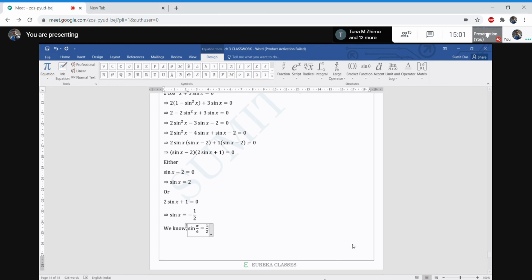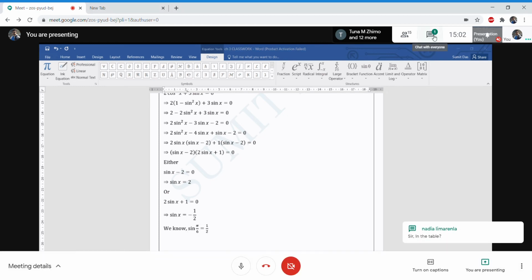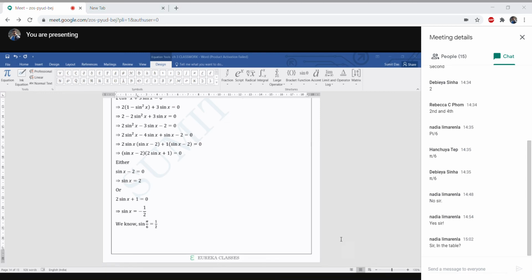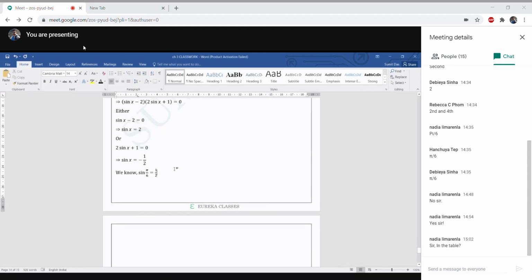Anyone? Sine? In the table, which sine value? Somehow you find out from the table. From where? What is the value? Which value of sine x is 2?